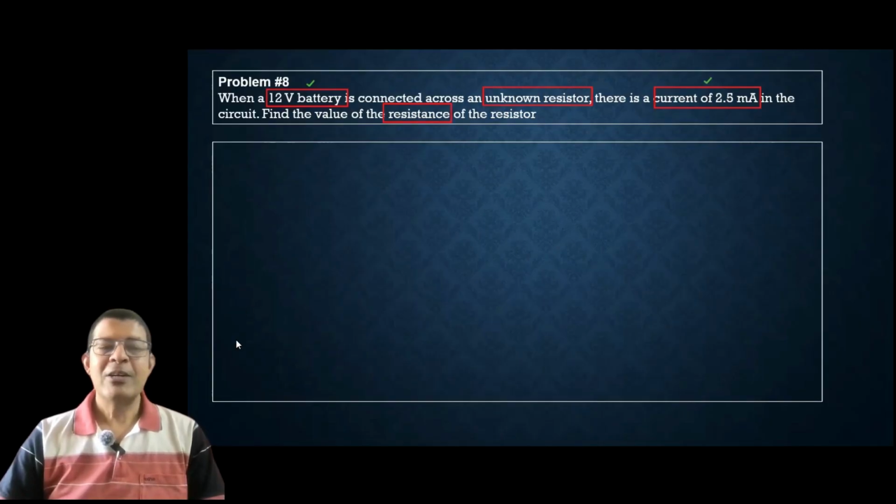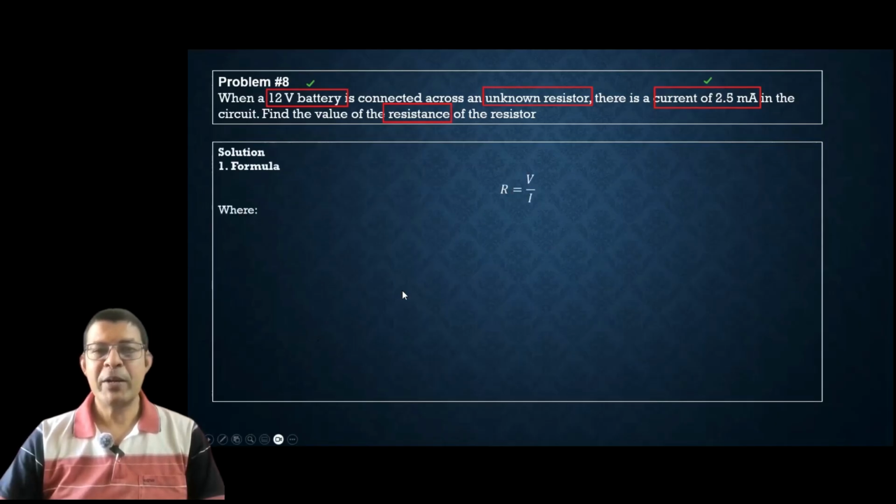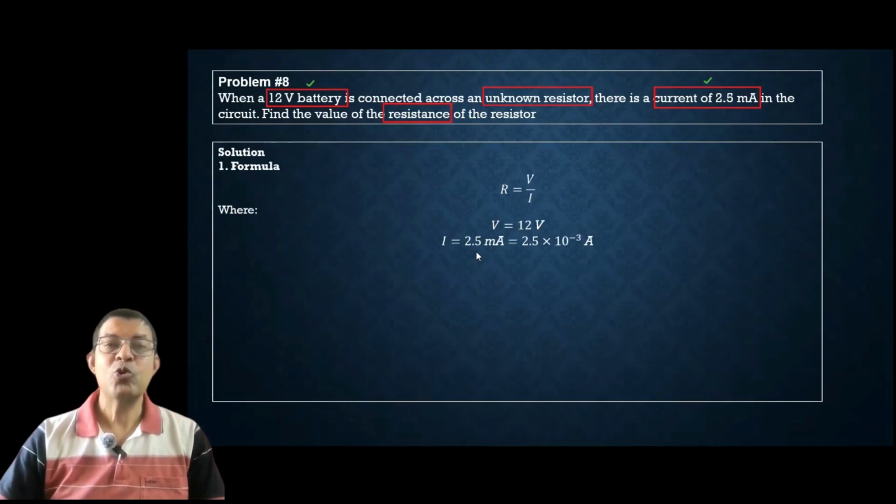It's a very simple problem. Apply Ohm's law. You can do it mentally as well. R is equal to voltage by current. Here voltage is given as 12 volt. Current, remember, very important: you need to convert this from milliampere to ampere. 2.5 milliampere.